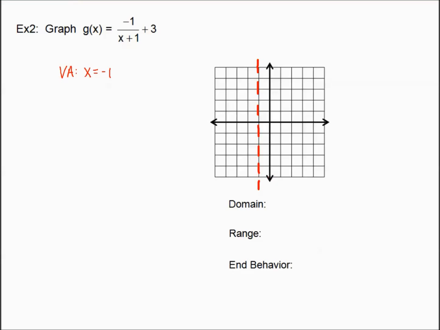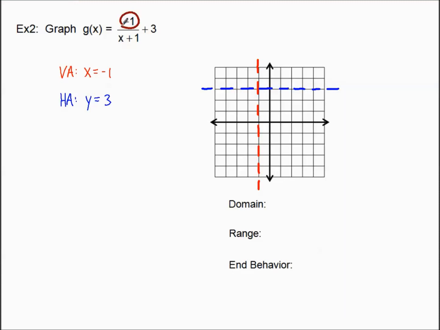Change my color for my horizontal asymptote. In this case, the k is 3, so y equals 3 will be my horizontal asymptote. 1, 2, 3, and I dash in my horizontal asymptote there.